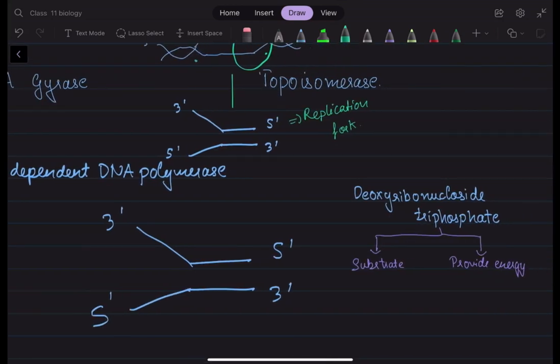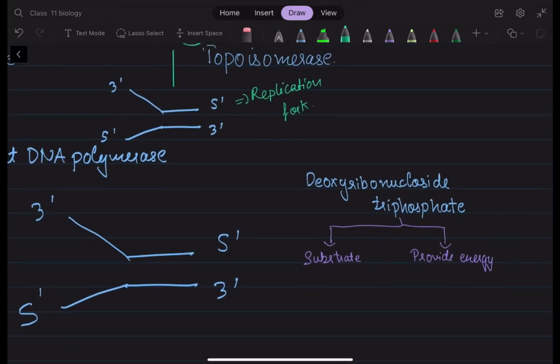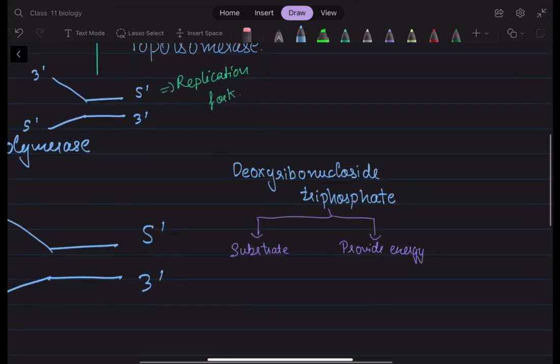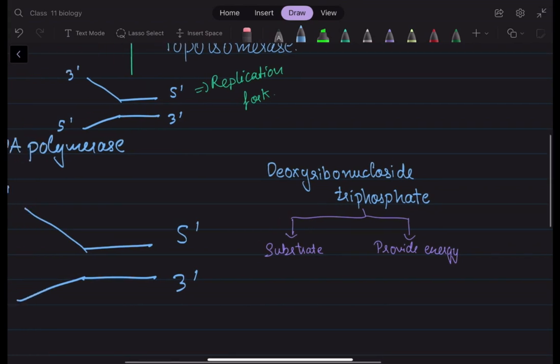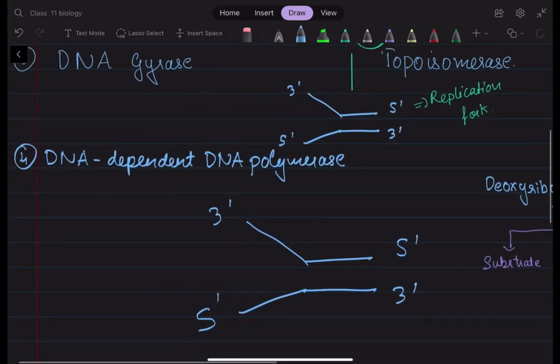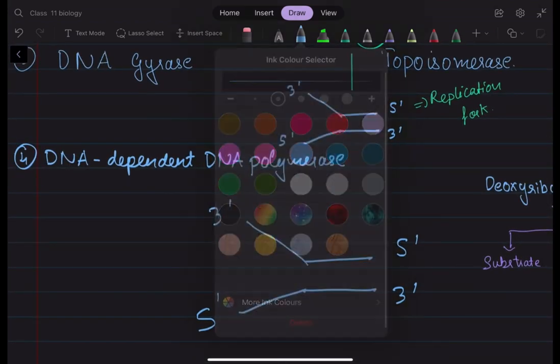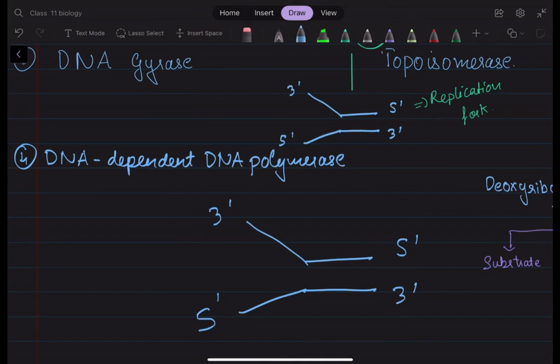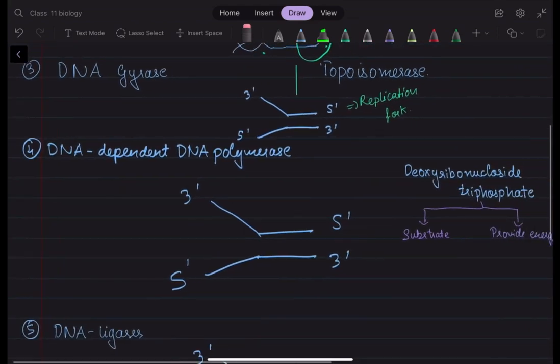So what it basically does is that it uses a substrate, that is deoxyribonucleoside triphosphate, which also serves the purpose of providing energy for this process. So what we need to do is that we need to synthesize a new strand of DNA over here, like this, and then later it should separate. So that is what has to be done here, right?